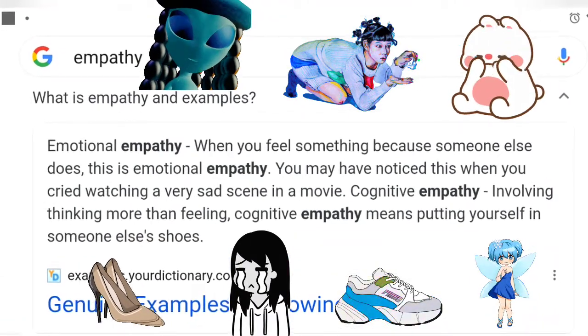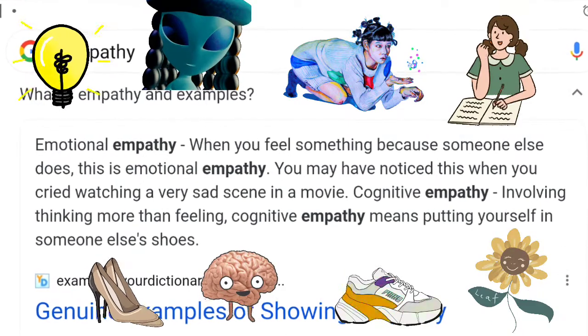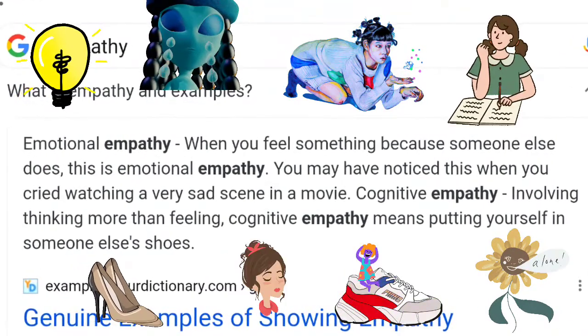Cognitive empathy involves thinking more than feeling. Cognitive empathy means putting yourself in someone else's shoes.